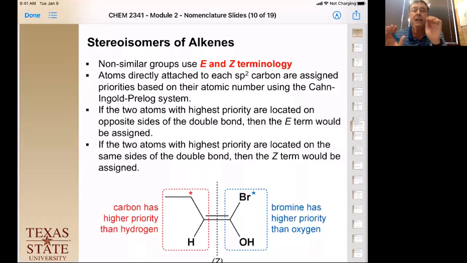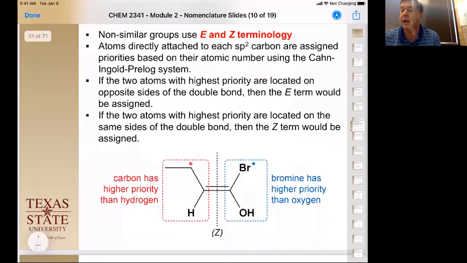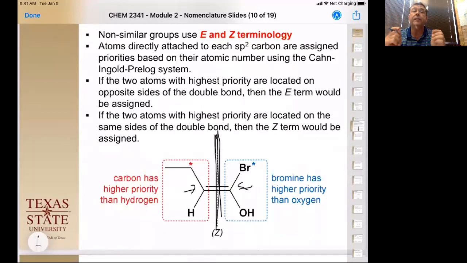Okay, so in the E and Z system, we look at what's attached to that double bond and we prioritize them. So the first step is we have to cut the double bond correctly. We make a line right down the middle of the double bond, cutting that double bond in half. So we have 1 carbon of the double bond here and 1 carbon of the double bond here. Now we have to figure out which group has priority on one side of the double bond, and then which group has priority on the other side.